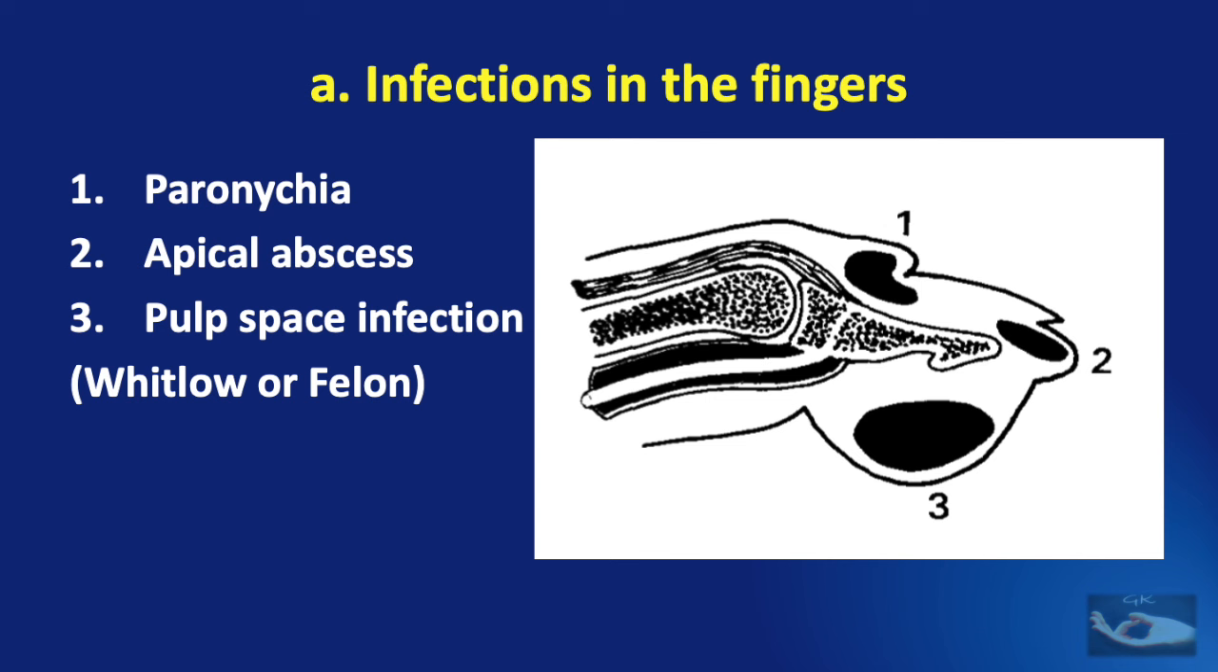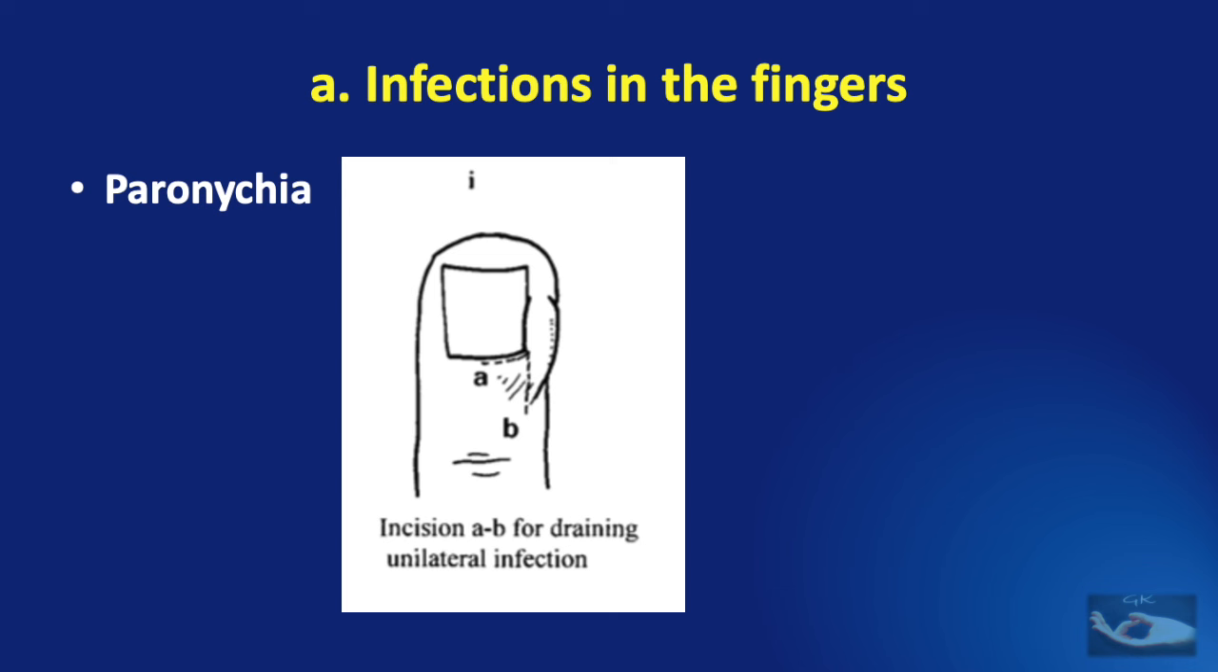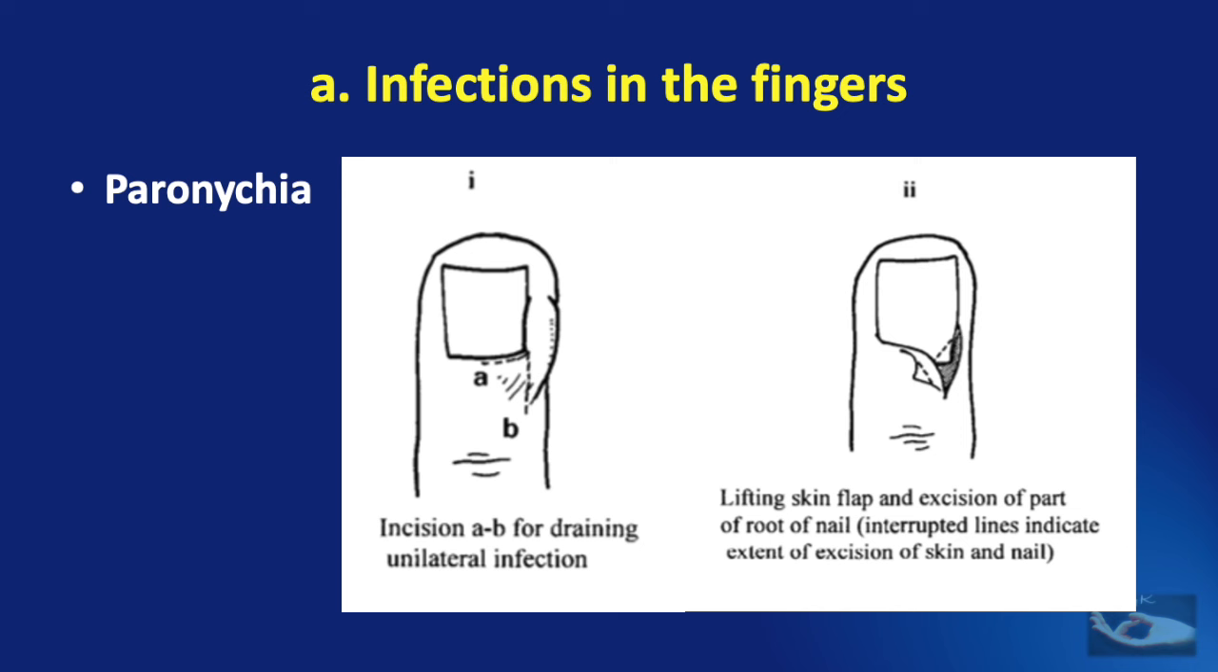Infections in the fingers could be in the form of paronychia, apical abscess, or pulp space infection, otherwise known as Whitlow or Felon. The incision for draining a unilateral paronychia is shown, where a skin flap is raised and excision of part of the root of nail shown by interrupted lines.